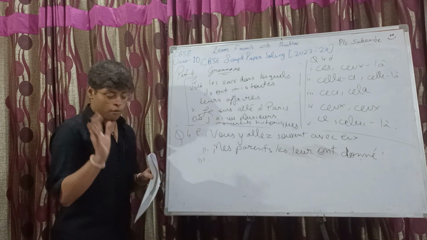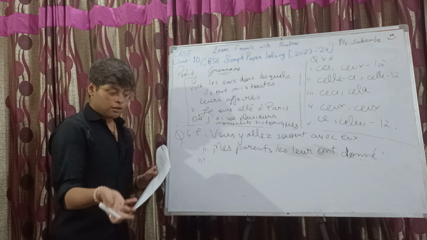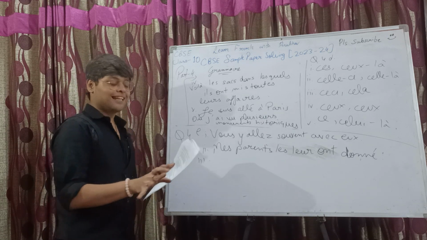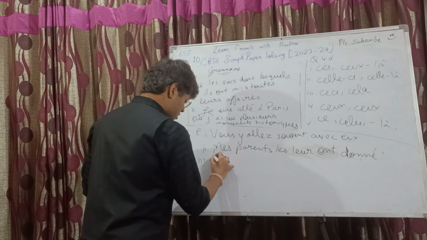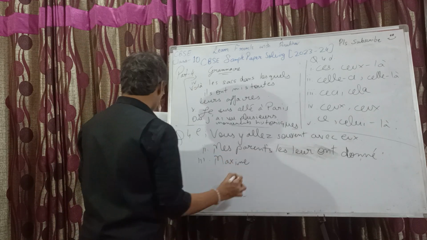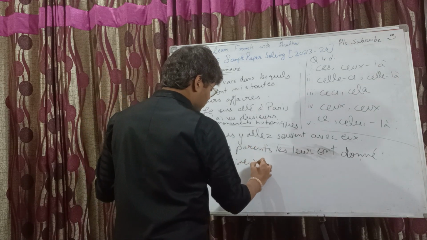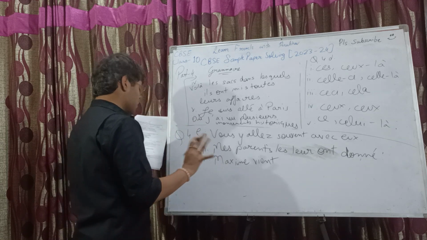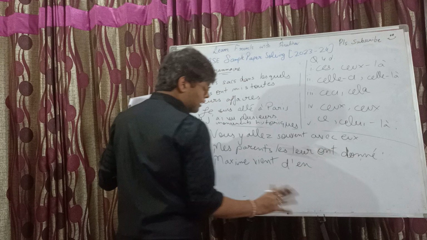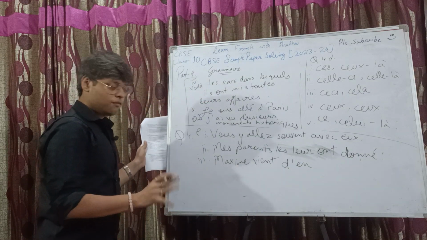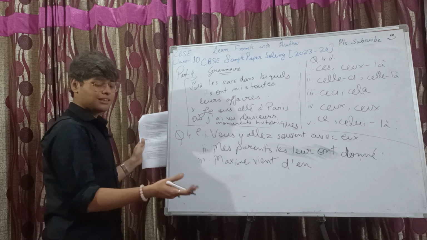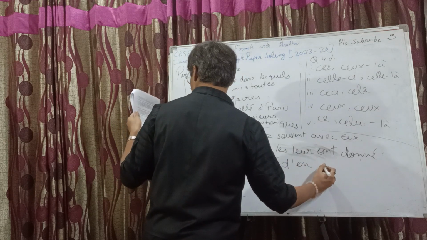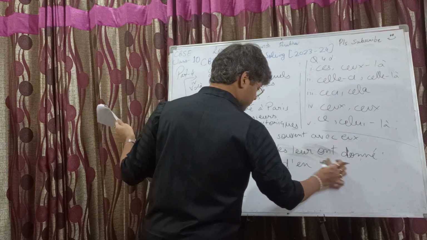Third one, Maxime vient de rentrer du Portugal. Du Portugal, complément de lieu, preceded by the preposition de, which means we are using en here. A common mistake: some students may end up using the pronoun y because it is said that for complément de lieu we always use y, but it's not like that. If the complement of place has de before it, we are using en. So, Maxime en vient de rentrer.